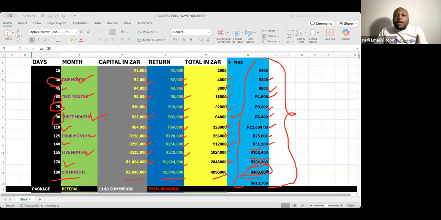In terms of total e-pins, you have spent 818,700. That's how much you have invested to make 4,096,000.